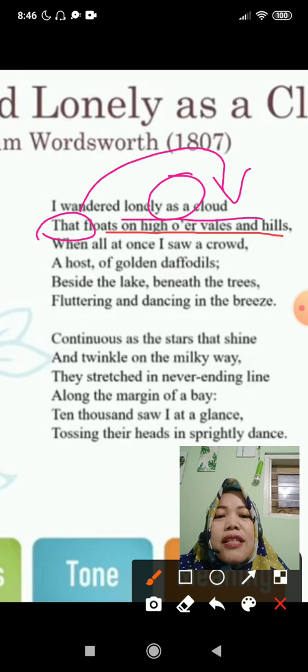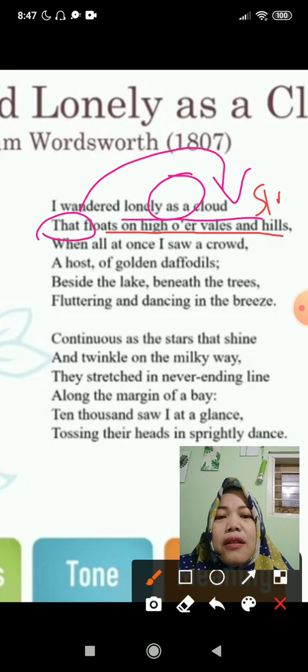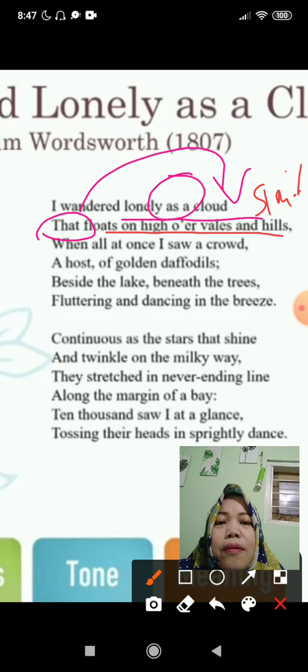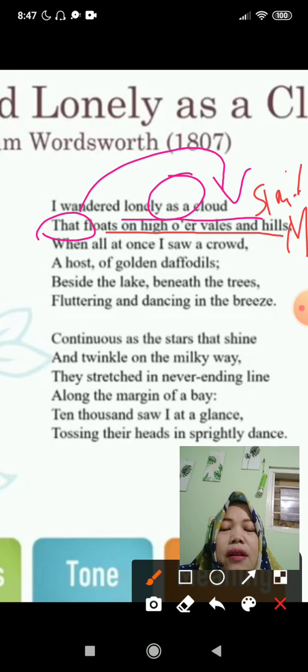So let's see, this is a simile. Okay, this is a metaphor.